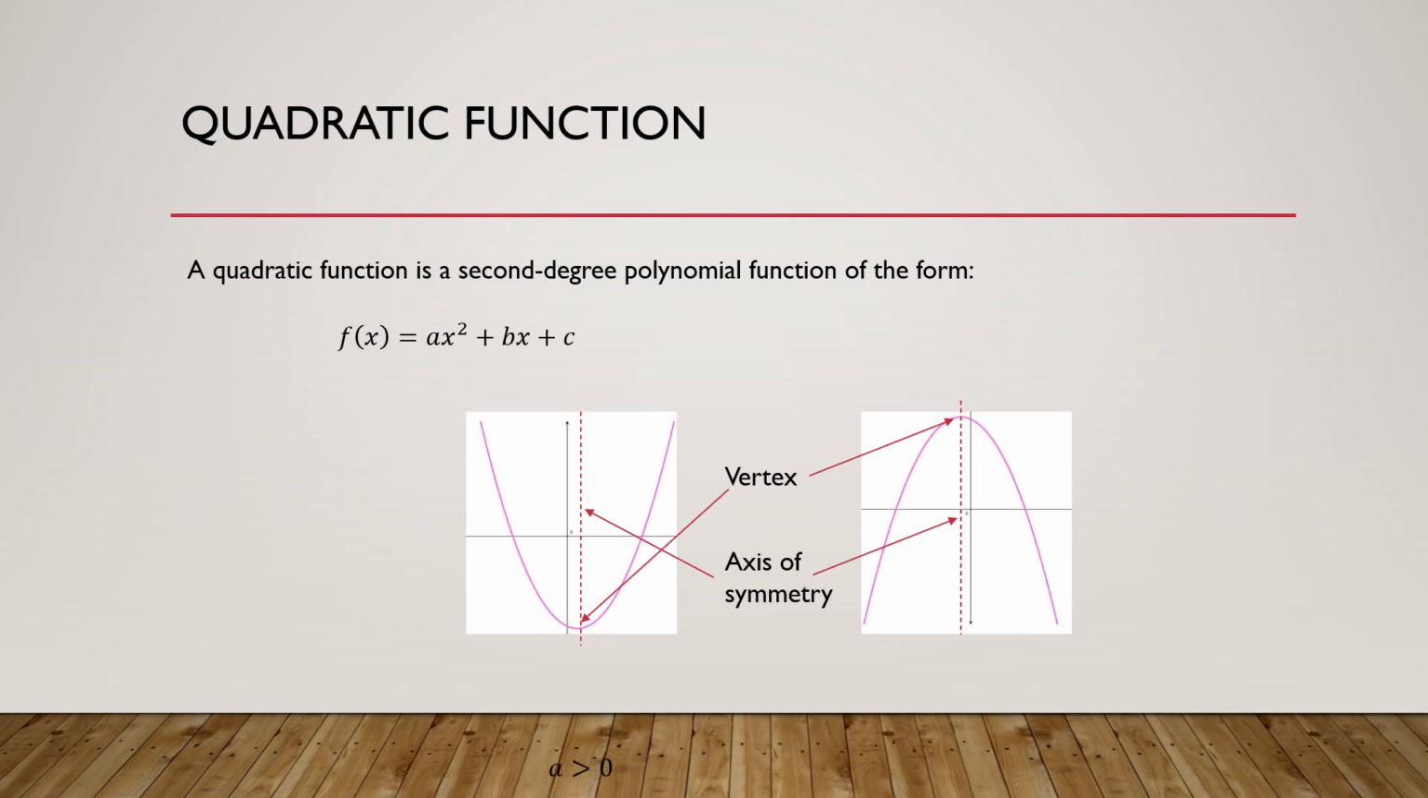When a is greater than 0, the parabola will be concave up, meaning it has a vertex or minimum at the bottom and opens up. When a is less than 0, the vertex will be at the graph's maximum and be concave down.